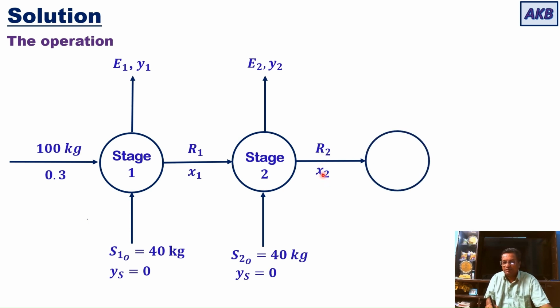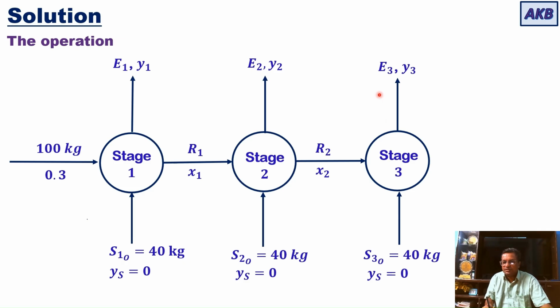And then this raffinate phase is contacted with fresh solvent in stage number 3. The amount of solvent admitted in stage number 3 is again 40 kg. It is pure solvent, therefore Ys is equal to 0, and it gives out the extract phase. E3 is the amount of extract phase, Y3 is the weight fraction of solute in it, and you are going to get the final raffinate out of stage number 3. R3 will be the amount of that raffinate and X3 will be the weight fraction of solute in it.